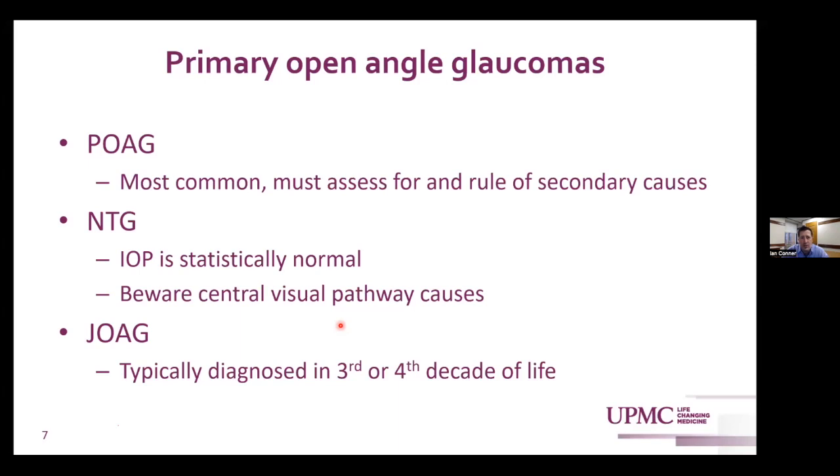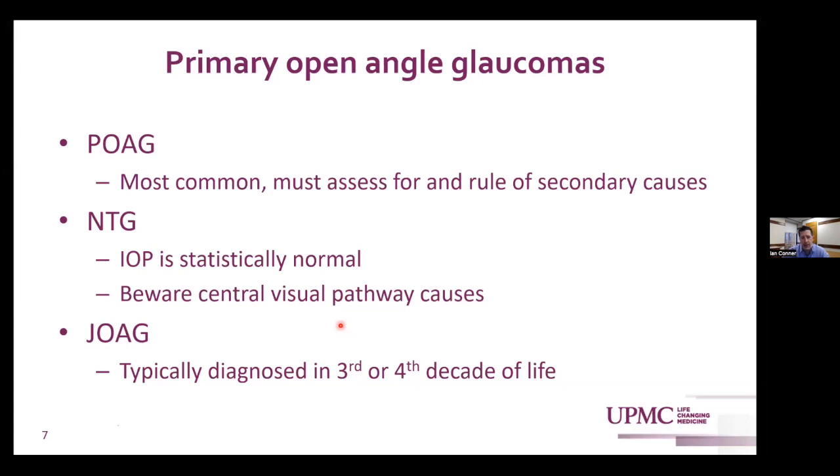In normal tension glaucoma, the IOP, as we said, is statistically normal, so between 10 and 21, and yet the patient has progressive optic neuropathy. And this is the entity that we really have to be careful and ensure that they don't have some central visual pathway cause or a non-glaucomatous optic neuropathy from a meningioma or something like that. You really have to have your antenna up.